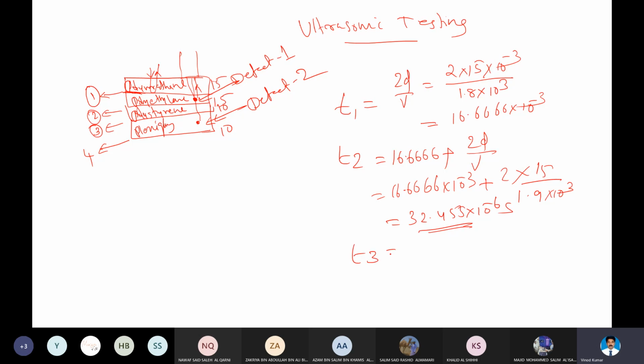Now T3, the time for the third. I don't need to add all of them. I just add this one, 32.455 times 10 to the power minus 6. I will get until here. Then I need only this to be added. So 2 times 10, thickness 10, by the velocity. But one thing you have to be careful about here is the selection of velocity. You should select the velocity appropriately, because the velocity of polyurethane should be selected here.